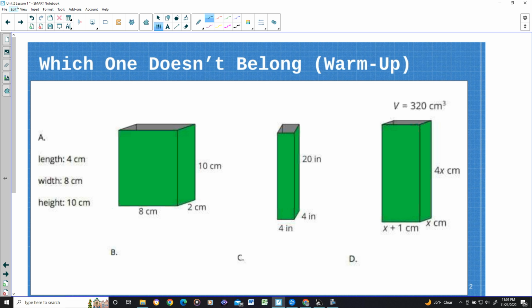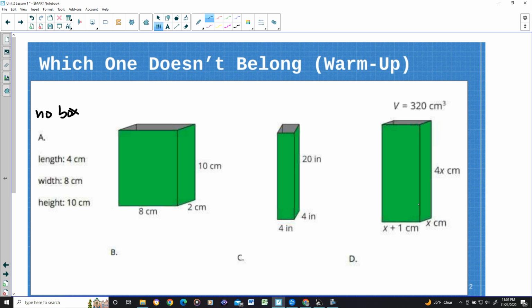Well, first off, A has no picture associated with it. What else do we notice? This one here is in inches. So C is in inches, and inches are larger than centimeters, so this box may potentially be bigger than the others. This box is written with variables.